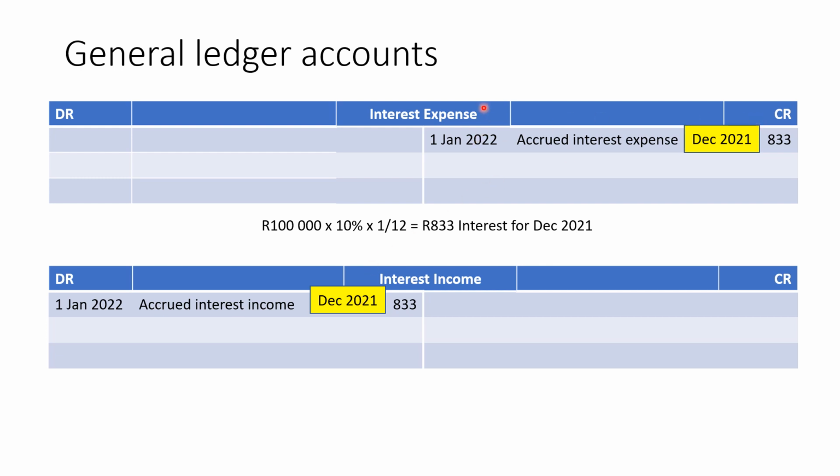So normally interest expense will have a debit. This is reducing it because this is December, this is last year. Interest income has a credit normally. That's reducing it because this is last year's December interest income that was earned.